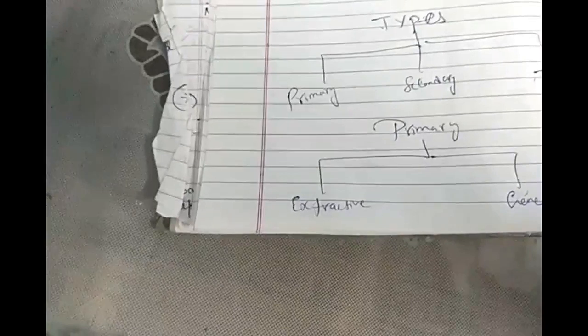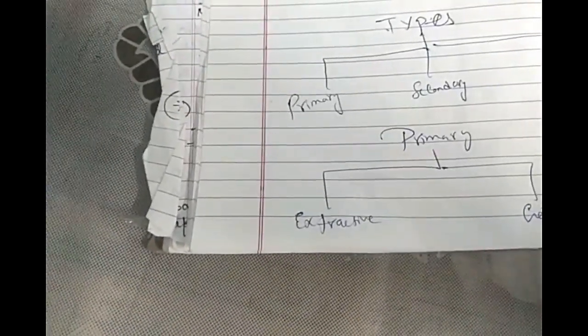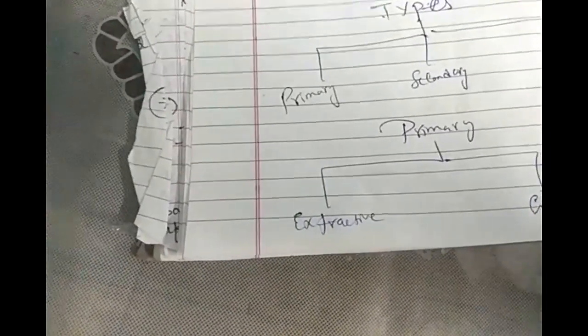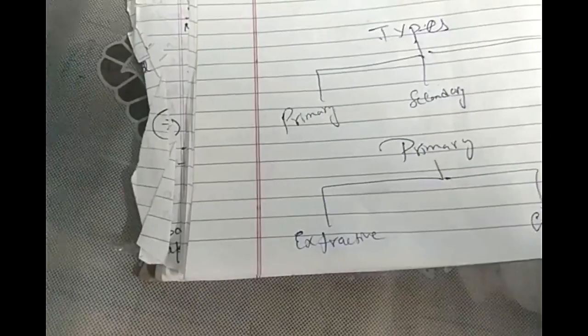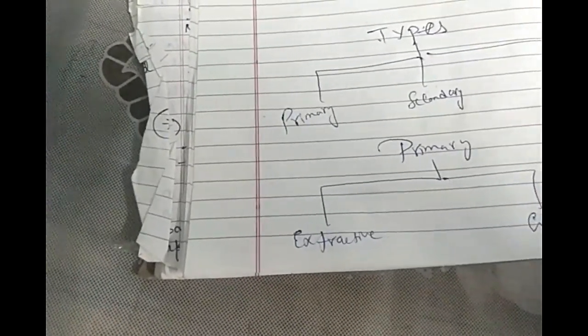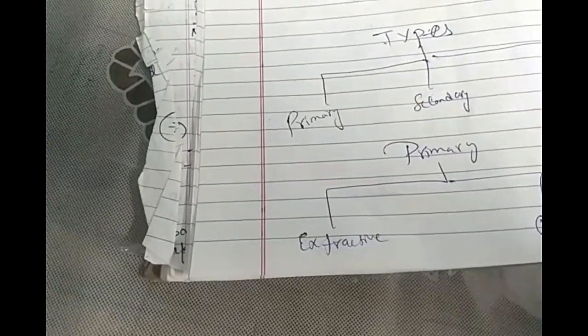First of all I am going to make you understand extractive industry. Extractive industries are those industries which involve the extraction of something from natural resources, such as minerals from the earth, fish from the sea or river, timber from the forest. That type of activity is considered under extractive industries.